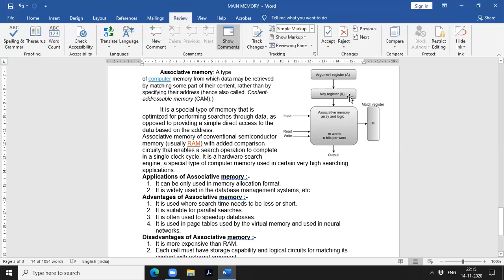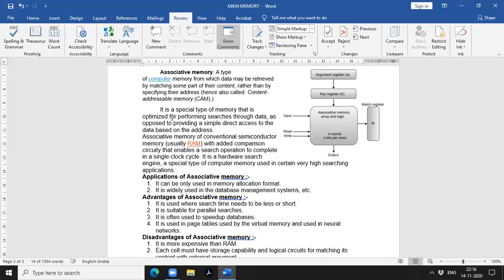So this argument register helps to store the data of content memory. Here we are defining the key register, which helps to search the data in this associative memory. It is a special type of memory that is optimized for performing searches through data, as opposed to providing simple direct access to data based on addresses. Associative memory is conventional semiconductor memory, usually RAM, with an added comparison circuit that enables a search operation to complete in a single clock cycle. It is a hardware search engine, a special type of computer memory used in certain very high-speed searching applications.